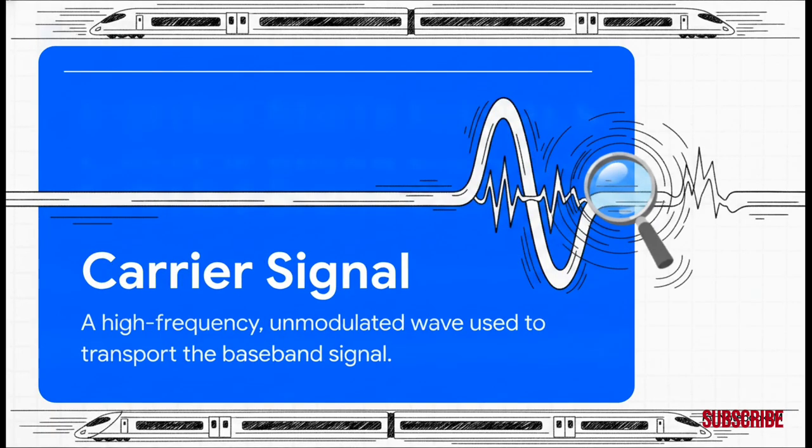So, what builds our transmission system? Enter the carrier signal. If the baseband signal is our waiting passenger, the carrier signal is the high-speed train itself. It's a powerful, high-frequency wave. But here's the catch. It is unmodulated. And by unmodulated, I mean it's perfectly uniform and carries absolutely zero information on its own. Literally none. Its sole purpose in life is just to cover long distances quickly and reliably.